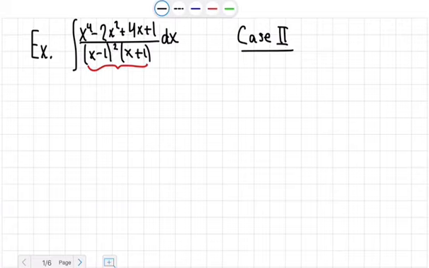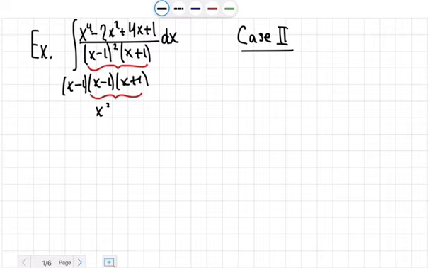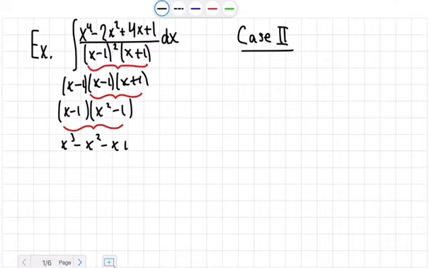We have x minus 1 squared. So if I rewrite it, x minus 1 times x minus 1 times x plus 1, we can actually put these two together, and that's going to give us a difference of squares. We have x squared minus 1 multiplied by x minus 1, and then if we multiply both of those together, we end up with x to the power of 3, minus x squared, minus x, and plus 1.